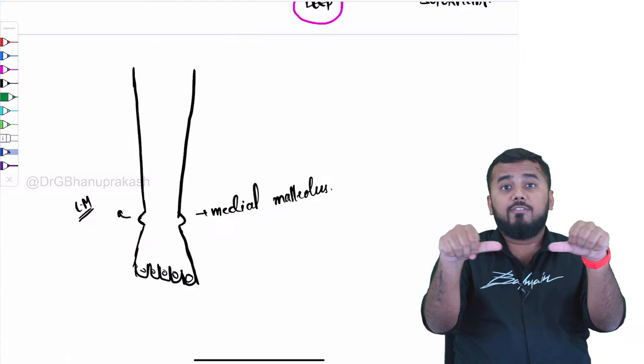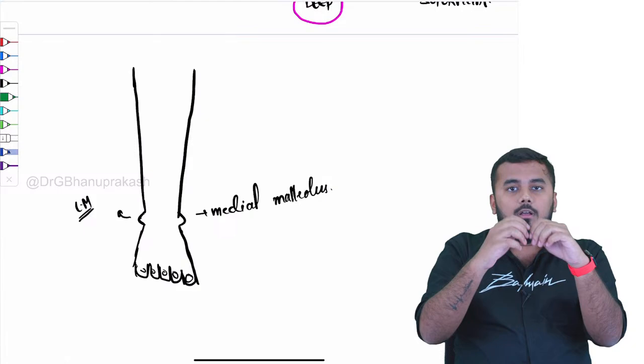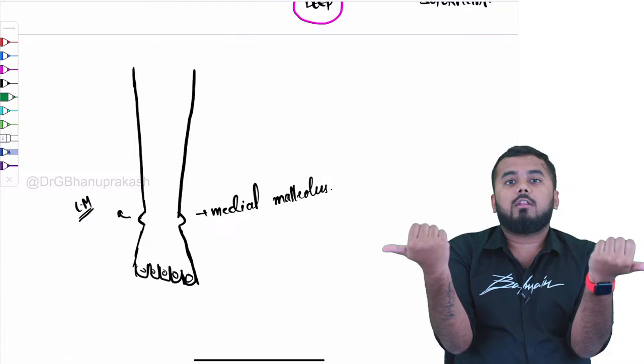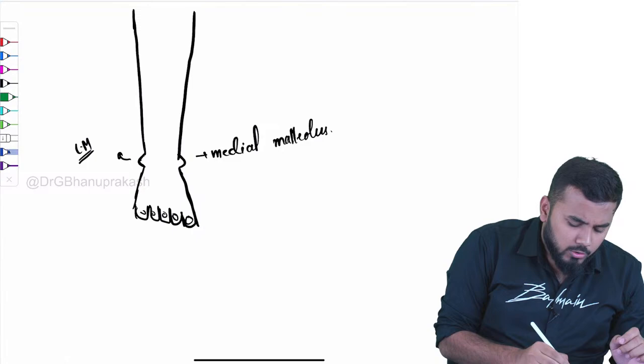Why? As the baby is developing, the upper limbs turn 180 degrees outside and the lower limbs turn 180 degrees inside. That is why your great toes are inwards and your little toes are outwards, right? So this is a simple thing. You need not remember this. Anyways, this is the anatomical position which I've drawn here.